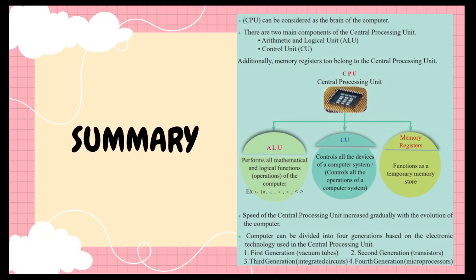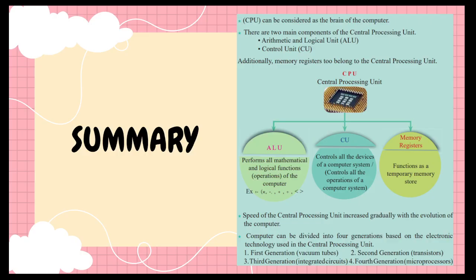So now we have come to the end of our lesson. So let's get a review. CPU can be considered as the brain of the computer, and also I mentioned there are mainly three components. They are ALU, CU and memory registers.